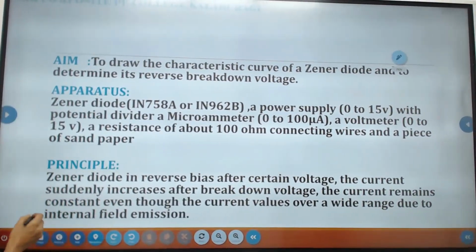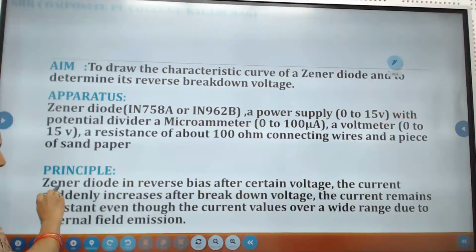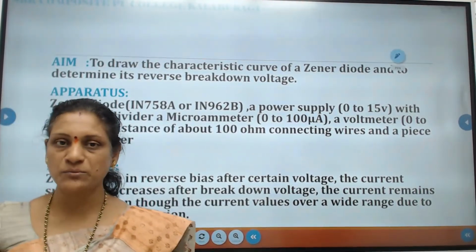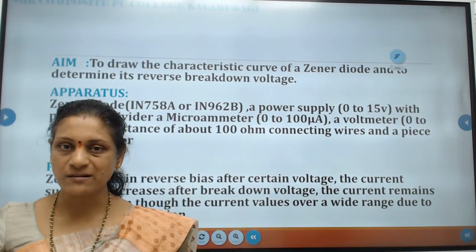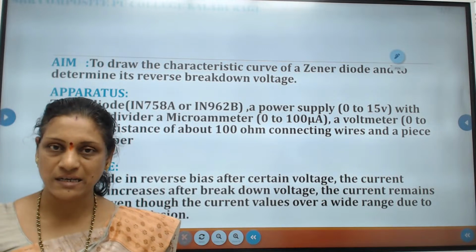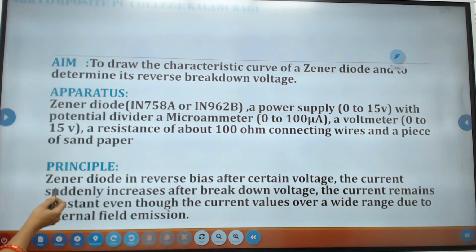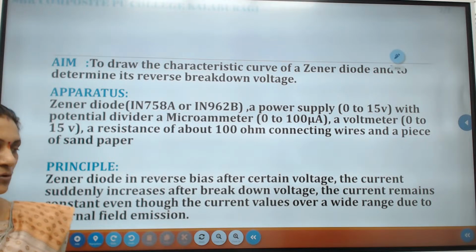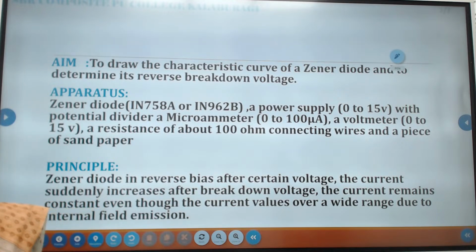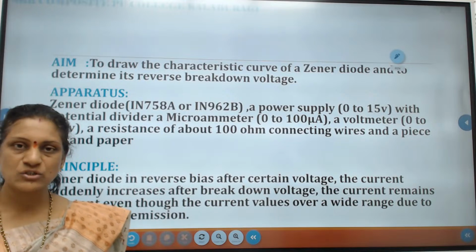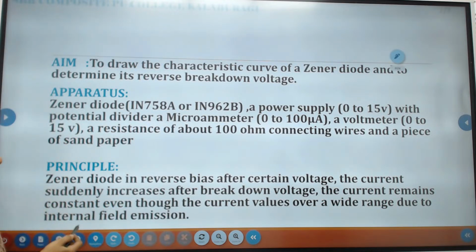Then what is the principle of our experiment? We are going to find out the IV characteristics of the Zener diode. The Zener diode is a special type of PN junction diode which will conduct in reverse biasing. Based on that principle, the Zener diode in reverse bias, after a certain voltage, the current suddenly increases after the breakdown voltage. The voltage is constant even though the current varies over a wide range due to internal penetration.